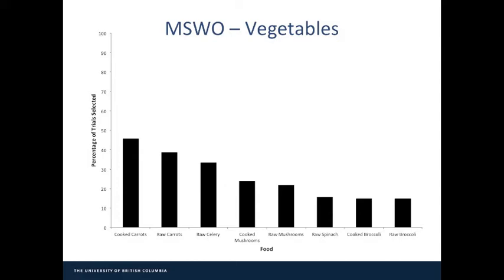So you can see that cooked carrots was the most preferred, raw carrots were the next most preferred, followed by raw celery, cooked mushrooms, raw spinach, cooked broccoli, and raw broccoli down at the bottom. So based on this information, we started working on eating more cooked carrots and raw carrots, and then once he was successfully incorporating those into his regular diet, we moved on to celery and so on, down through the hierarchy.